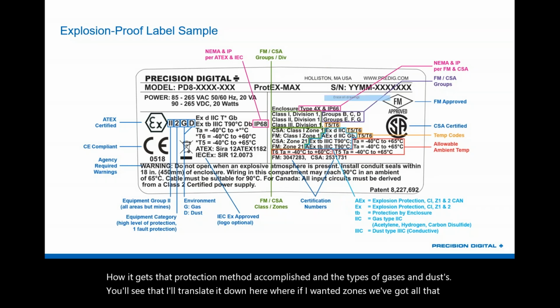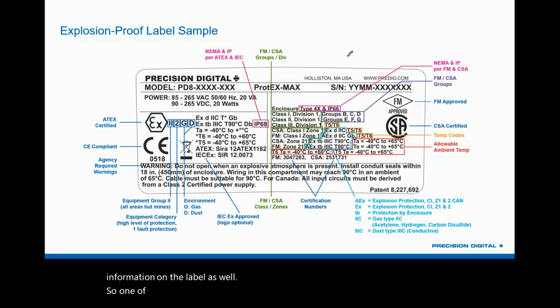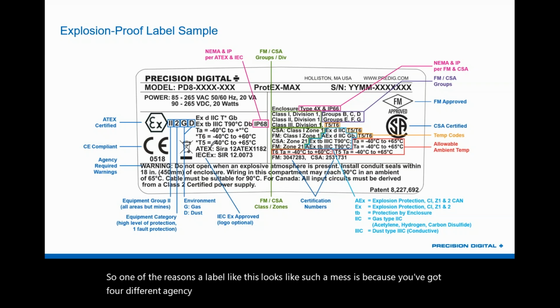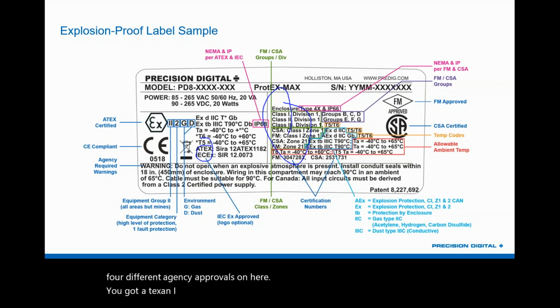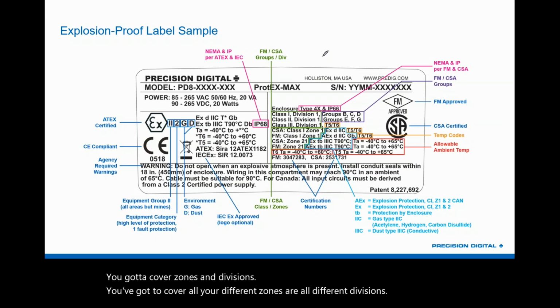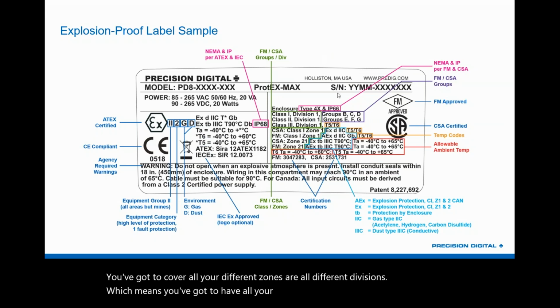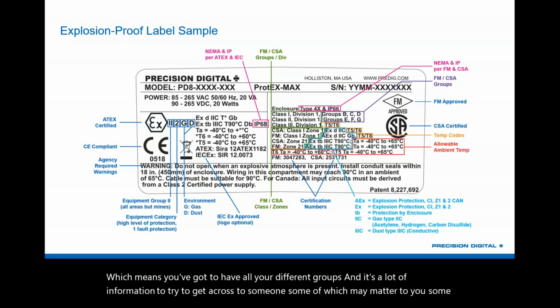So one of the reasons a label like this looks like such a mess is because you've got 4 different agency approvals on here. You've got ATEX and IEC, you've got FM and CSA, you've got to cover zones and divisions, you've got to cover all your different zones, or all your different divisions, which means you've got to have all your different groups. And it's a lot of information to try to get across to someone, some of which may matter to you, some of which may not. But that's why when you look at it, there's so much there.